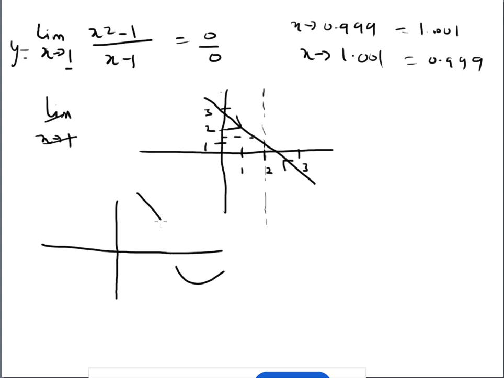And you are being asked to find the value of the limit. So let's label this as 1 and this as 2. The value of the limit as x approaches 2 from the left and 2 from the right. Okay, so let me label the y-axis, then we continue.